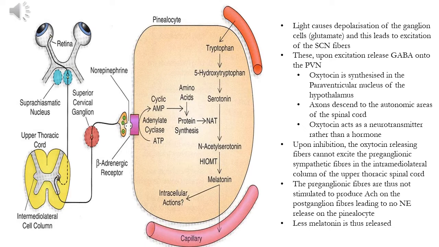But what we have here is you have glutamate coming through, and you have the suprachiasmatic nucleus being excited to release GABA. This will inhibit the paraventricular nucleus from releasing oxytocin, which is what is used to excite the preganglionic cells. So once that is inhibited, no ACh is released, and no ACh means you do not have any norepinephrine being released here by the pineal gland. And if there's no norepinephrine, then there's no binding to the beta adrenergic receptors, and thus you have no melatonin being produced. So this is what's going to happen during the day when there's light.